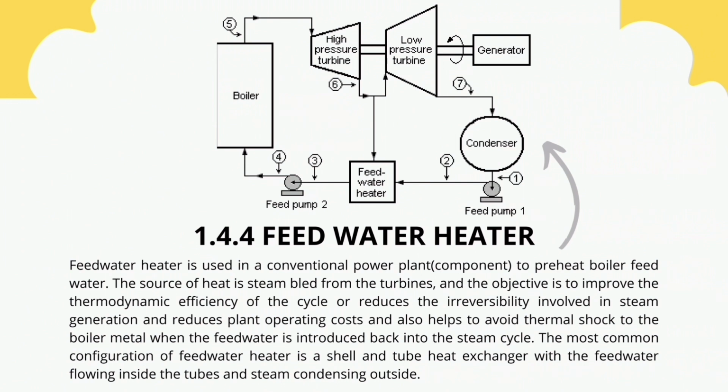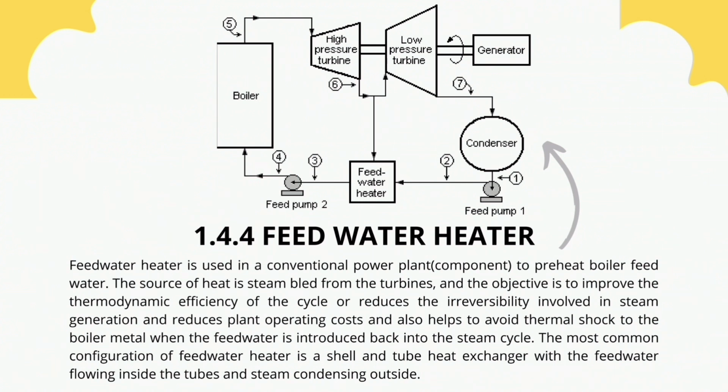So the source of heat is steam bled from the turbine, and the objective is to improve the thermodynamic efficiency of the cycle or reduce the irreversibility involved in steam generation, reduce plant operating costs, and also avoid thermal shock to the boiler metal when the feed water is introduced back into the steam cycle.